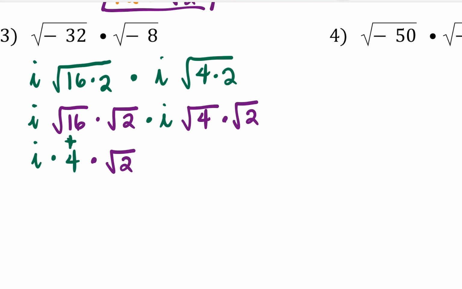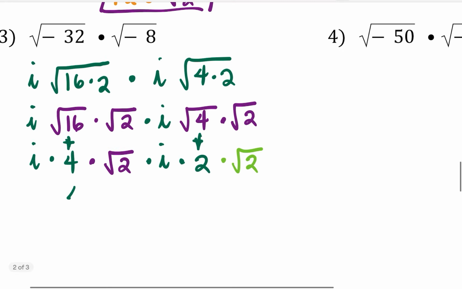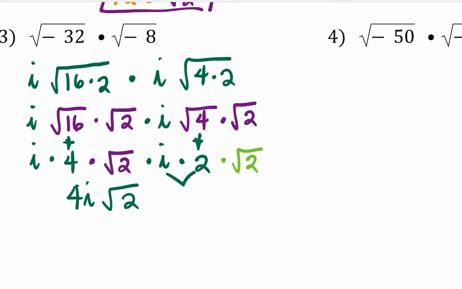Square root of 2 is not a perfect square, so we drop it down. Drop i. Square root of 4 is 2. And square root of 2 is not a perfect square, so we drop square root of 2 as well. So we have times square root of 2. Now, we have 4i times square root of 2, and then we have 2i, and then we drop square root of 2.